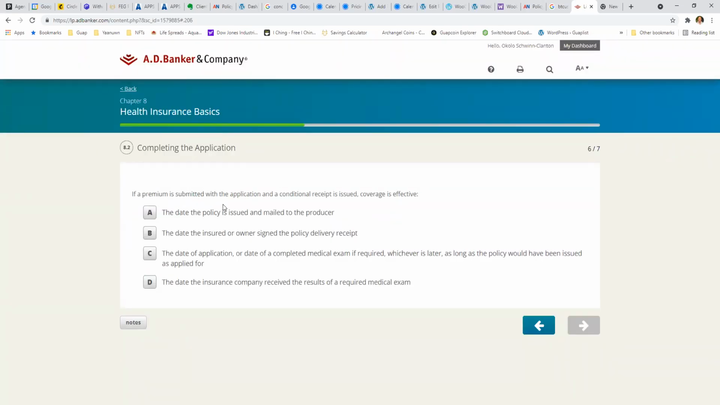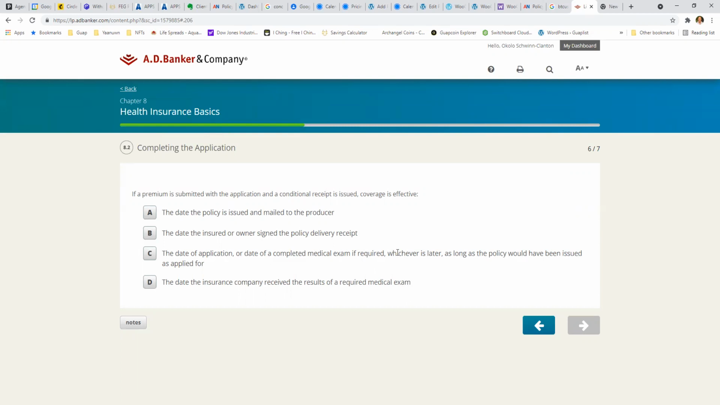If a premium is submitted with the application and a conditional receipt is issued, coverage is effective the date the policy is issued and mailed to the producer, the date the insured or owner signed the policy delivery receipt, the date of the application or date of a completed medical exam if required, whichever is later, as long as the policy would have been issued as applied for. The date the insurance company received the results of a required medical exam.